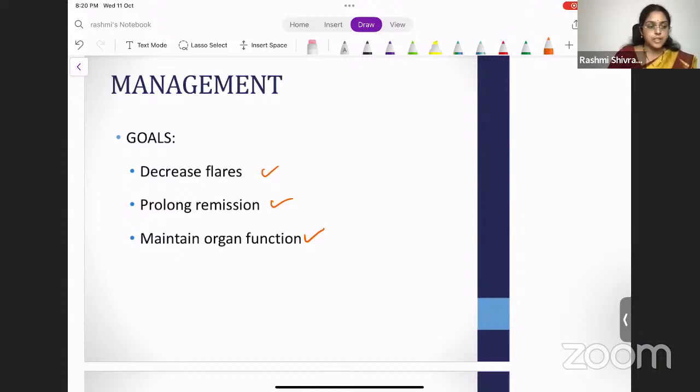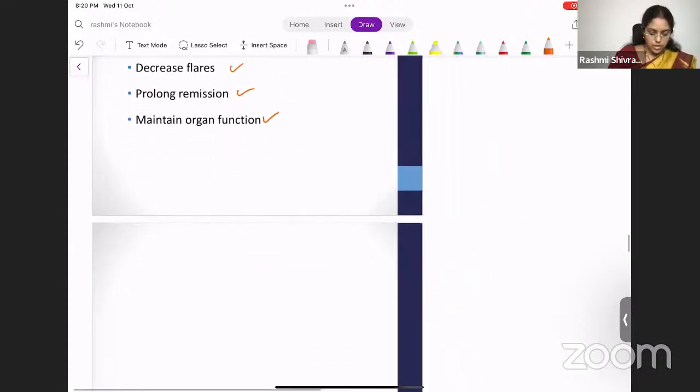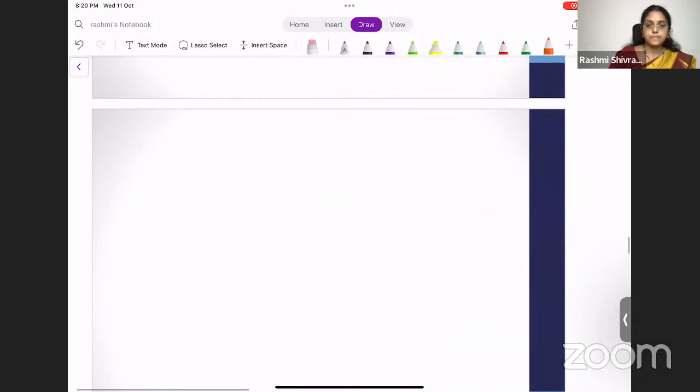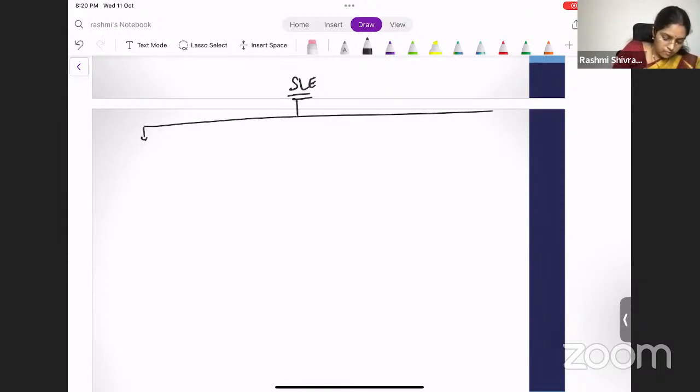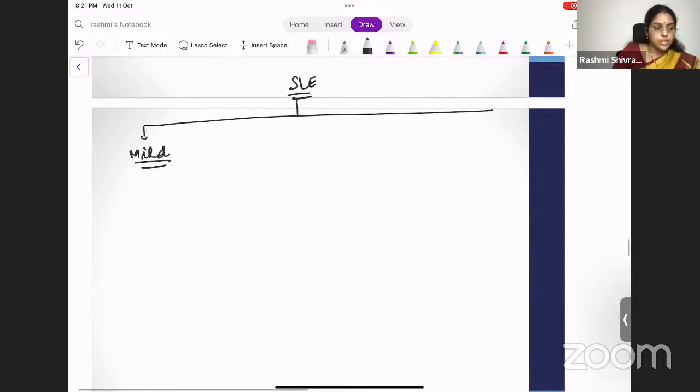So how do you basically treat these patients? Let's go to the treatment. A patient with SLE can have a first mild SLE. Let us see how we treat. For these patients, what should you give? You should give oral steroids.